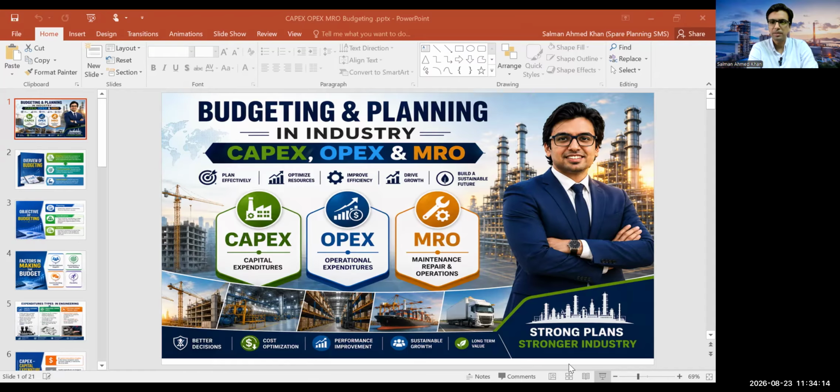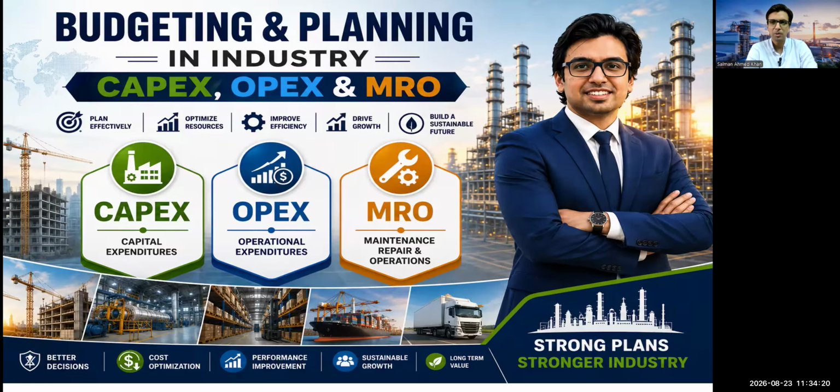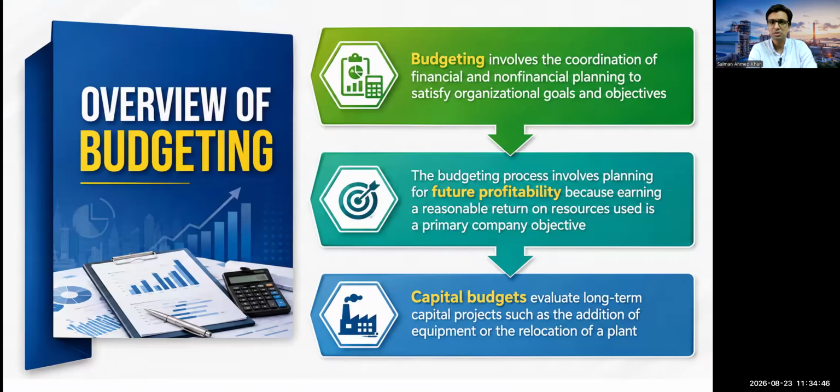I am Engineer Salman Ahmed Khan, and today in this video we are going to discuss budgeting and planning in the industry in the categories of CAPEX, OPEX, and MRO. As you all know, in order to control the organization's cash flows, it is very imperative and essential that the organization should work on developing budgets and planning for the categories of CAPEX, OPEX, and MRO. So let's move ahead and discuss budgeting.